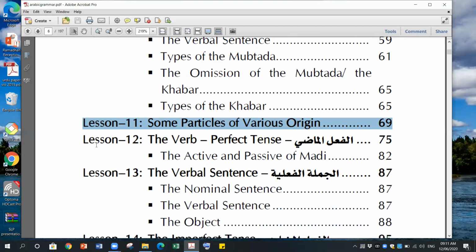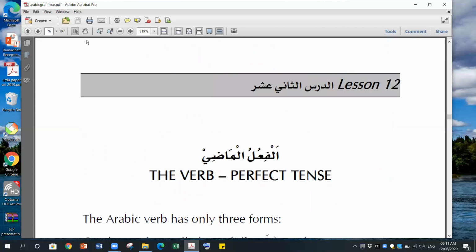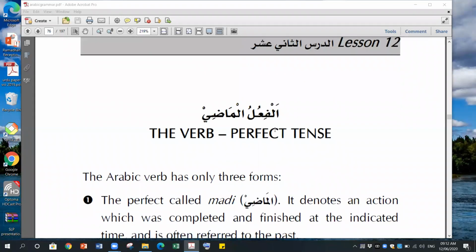Okay, now today our lesson is lesson number 12, inshallah, right? So we are starting verbs today, inshallah. Let me go to that page. Lesson number 12. الدرس الثاني عشر الفعل الماضي.